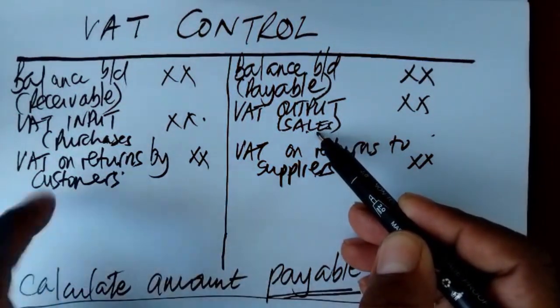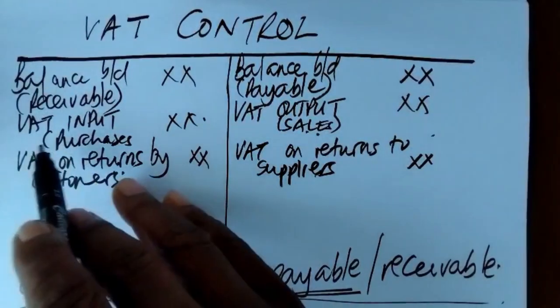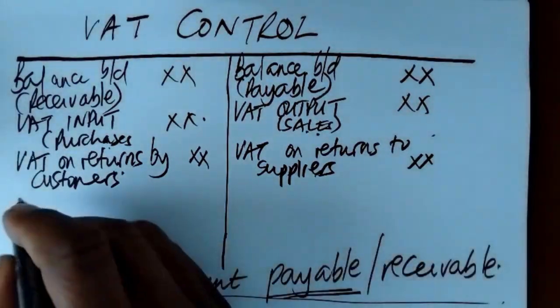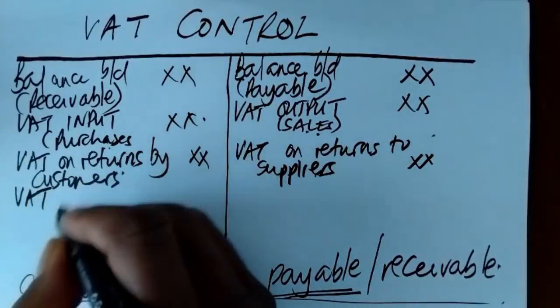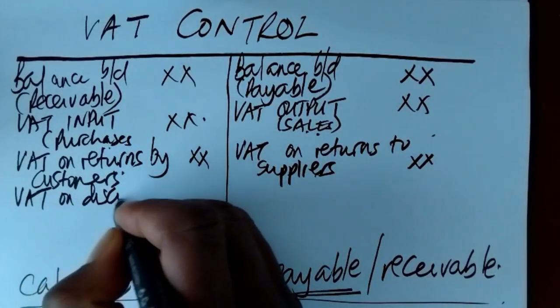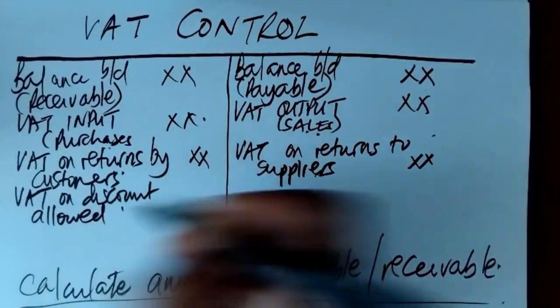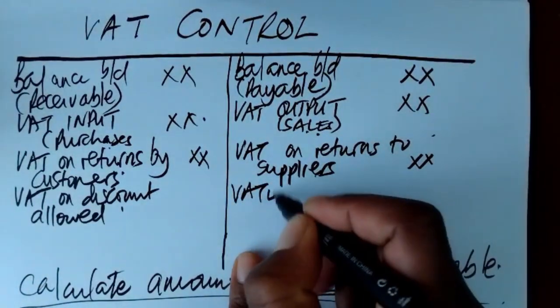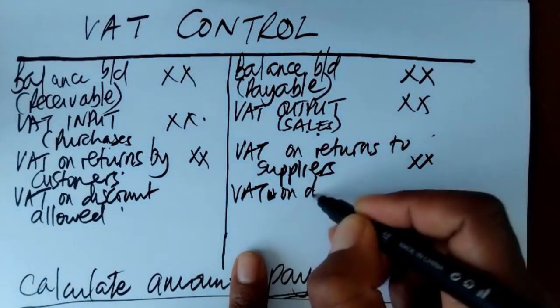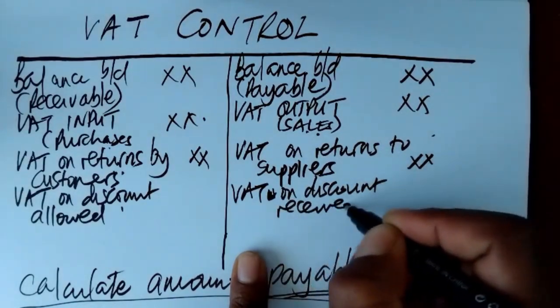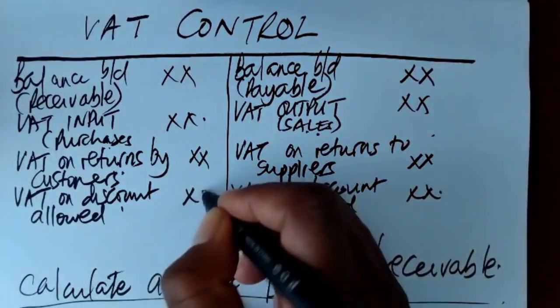It reduces sales, so you have to come on the debit side. Then discount received affects purchases, because you are given it by suppliers. So you're going to have here VAT on discount allowed. It comes on the debit side. This side you're going to have VAT on discount received, right? It goes this side. Okay, like that.